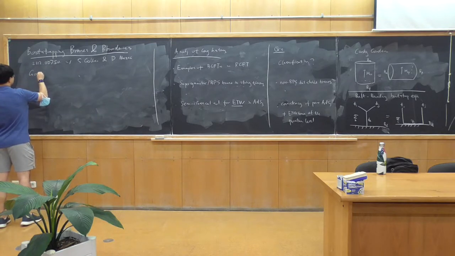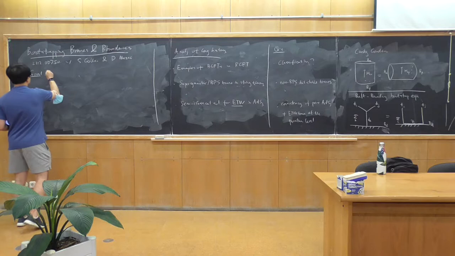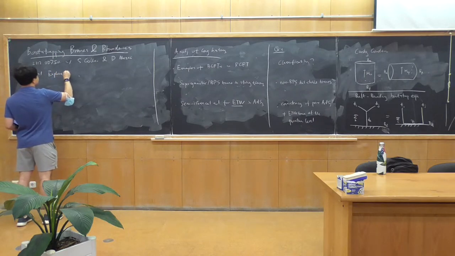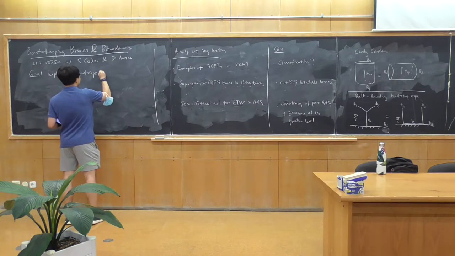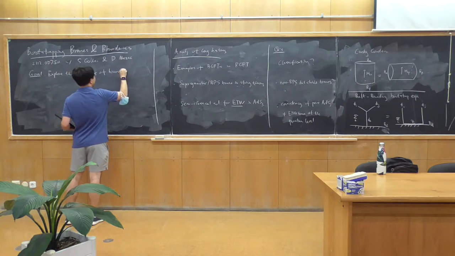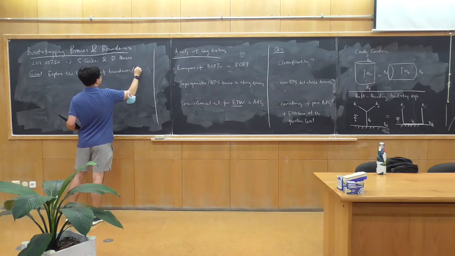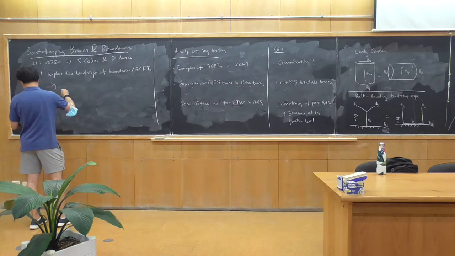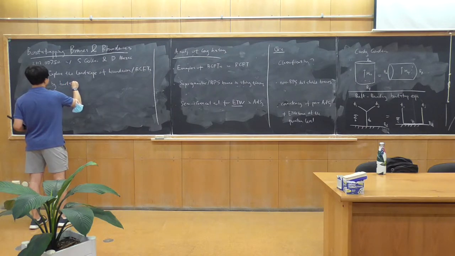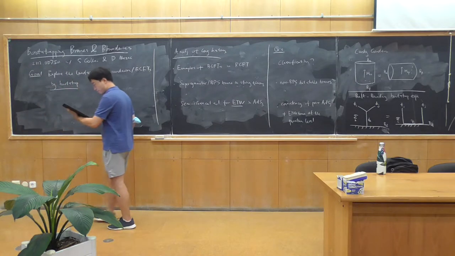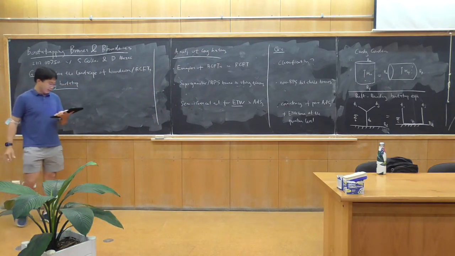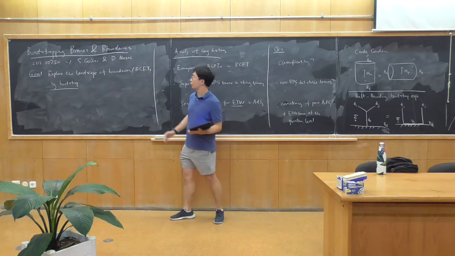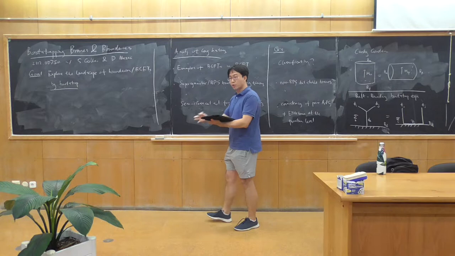The goal, as should be clear from the title, is to explore the landscape of conformal boundaries, or BCFTs, by bootstrap, okay? Which is a notion that everyone here is familiar with. Okay? So, as we all know, the bootstrap is a very nice rich machine that relies on very basic consistency conditions for the underlying object, here the BCFT, and can produce very universal bounds.